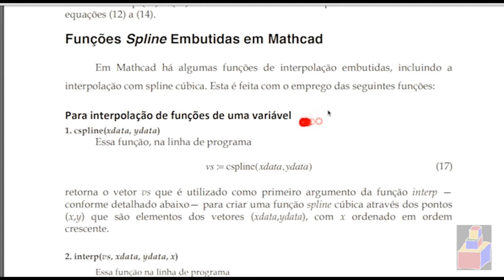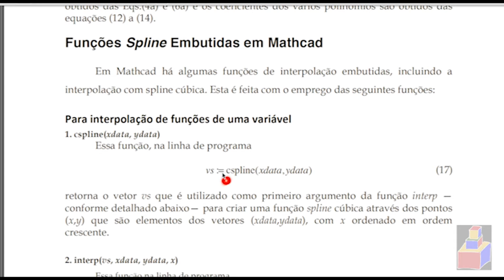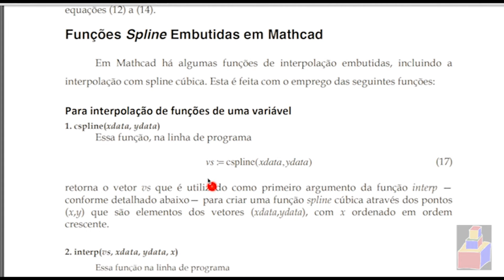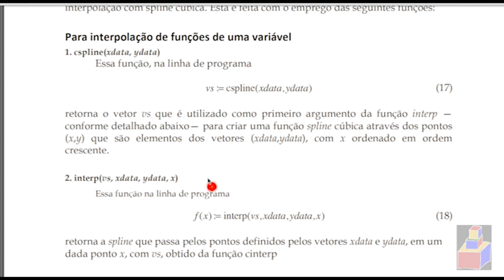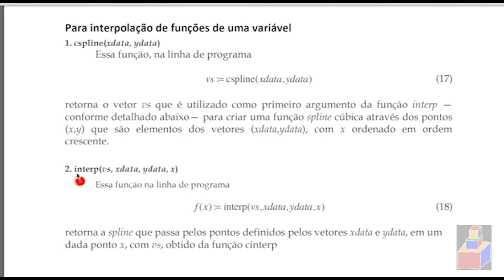There are two functions that are used to do cubic interpolation in MathCAD. The first one is cspline, which has two arguments. This is for single variable functions. X data is the X values in a single vector. Y data are the corresponding Y values. And this cspline function returns a vector VS, which is used in the final step of the interpolation, which is done using the built-in function interp.